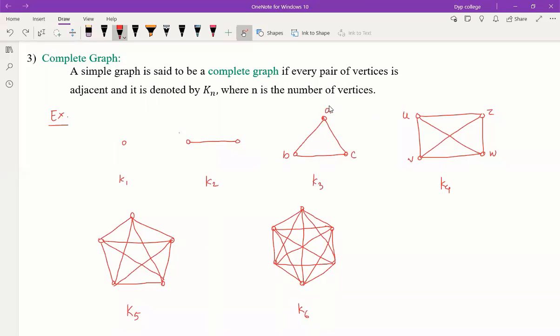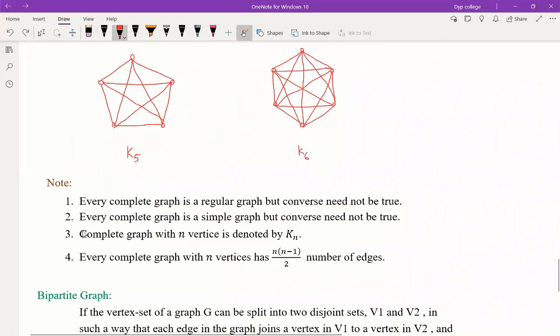In K3, the degree of each vertex is equal to how much? 2, 2, 2. So it is called a 2 regular graph also. Then the degree of each vertex of K4, complete graph with the 4 vertices, is 3. The degree of each vertex of K5 is 4. K6 is 5. Okay. So every complete graph is a regular graph because the degree of each vertex is the same. So that's why we can make the statement, every complete graph is regular but the converse need not be true.